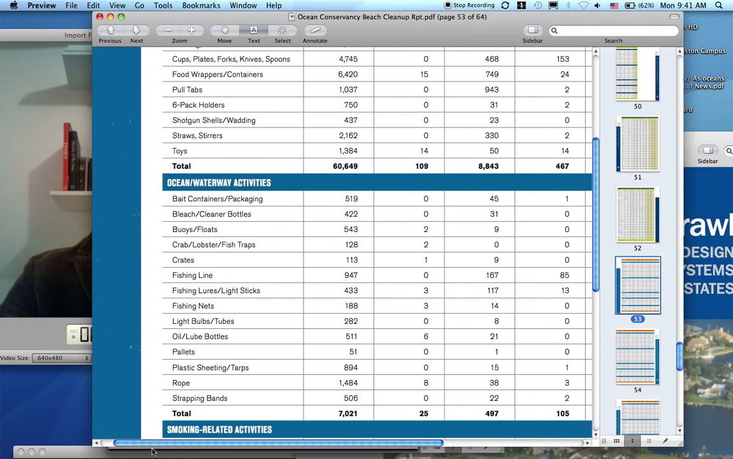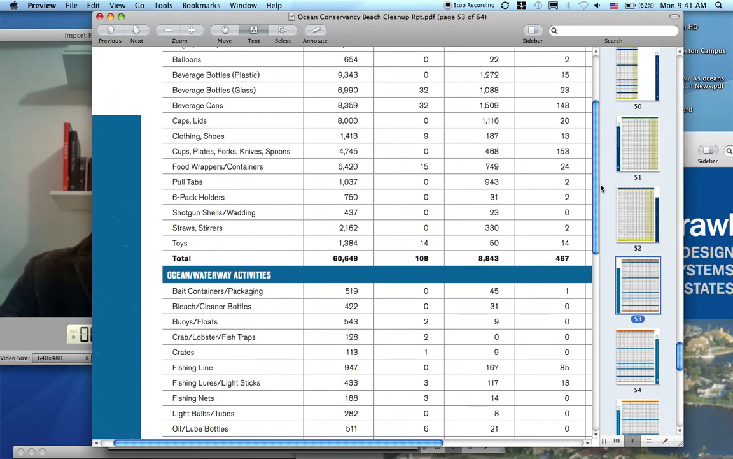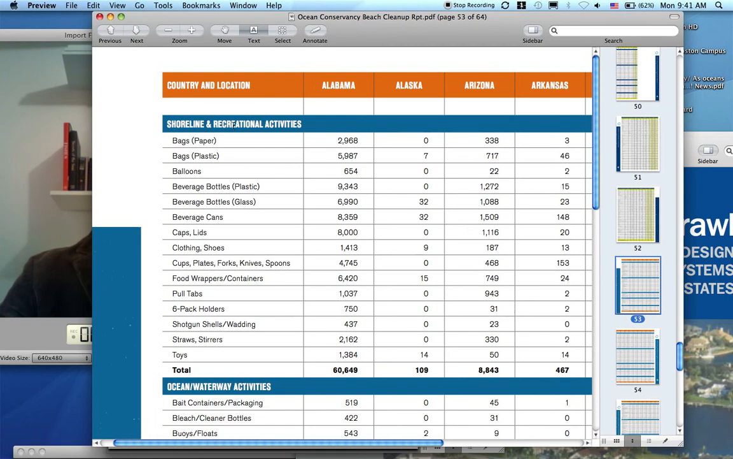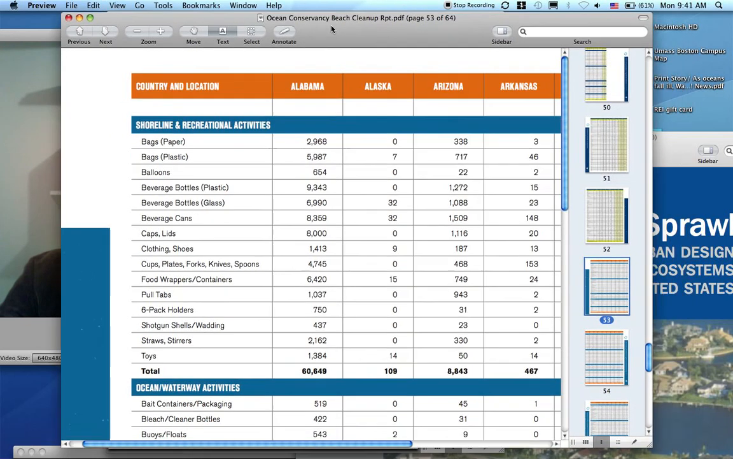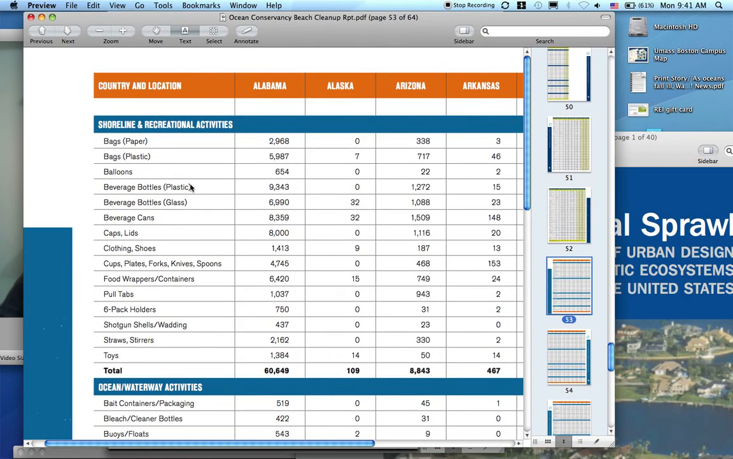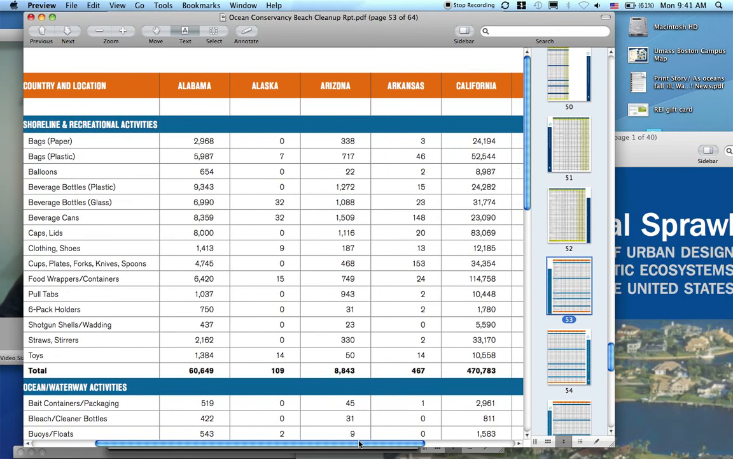So let's just look here quickly. Again, you're going to be going over this report yourselves. Let's look at Alabama, for instance. Number of paper and plastic bags that they collected: almost 6,000 plastic bags. Alaska, on the other hand, only 7. Going down here to plastic bottles, Alabama, 9,300. Alaska, nothing. We go over a little bit further. California, let's look at plastic bags: 52,500. And then plastic bottles, a little over 24,000.